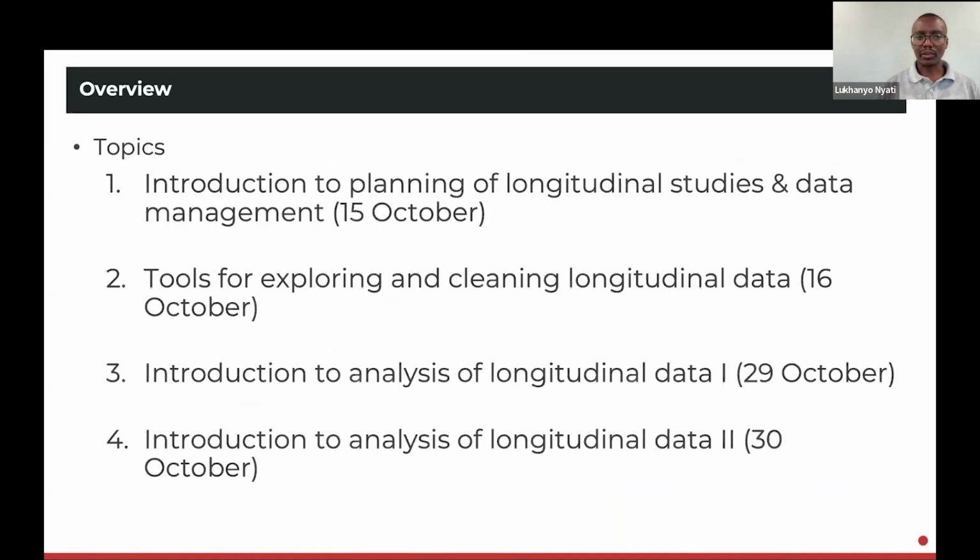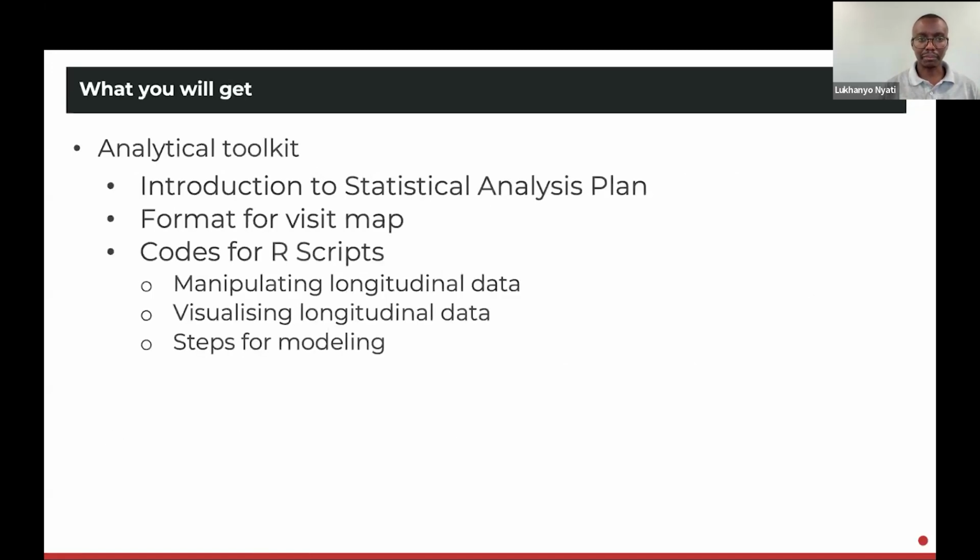So just to remind you of the webinars that we're going to be going through in this series. Yesterday, we started off with an introduction to the planning of longitudinal studies and data management, where we dealt with different tools that we can use to plan for longitudinal studies and ideas that we can use in terms of our approach for planning longitudinal studies. Today, we're going to be looking at exploring and cleaning longitudinal data. And we're going to skip a week, and the week after, on the 29th and the 30th, we'll look at the analysis of longitudinal data.